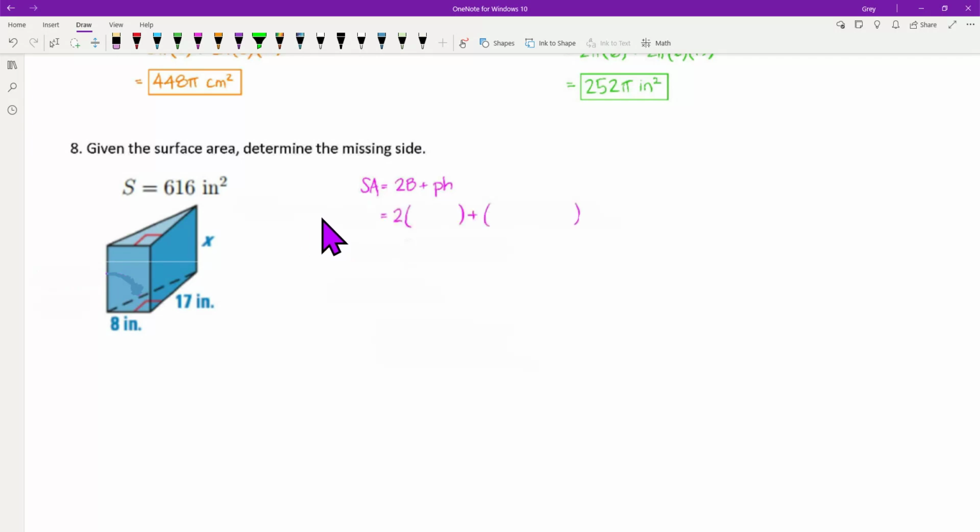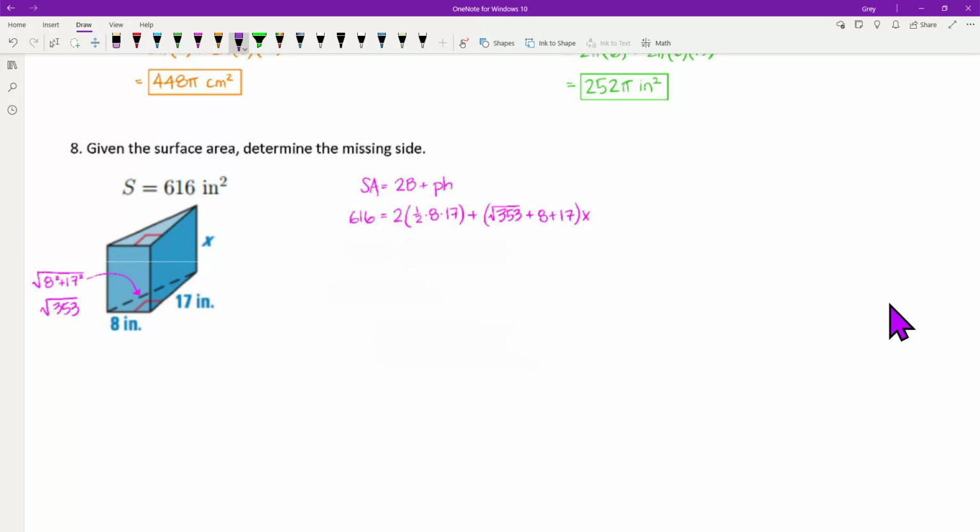I do. I know the surface area is 616. Do I know the area of the base? That's a triangle, so it's 1/2, 8 times 17. Do I know the perimeter? I only know 8 and 17. I've got to go find this missing side here. So that missing side is going to be the square root of 8 squared plus 17 squared, which is the square root of 353. So all the way around that is the square root of 353 plus 8 plus 17. And the height is my x.